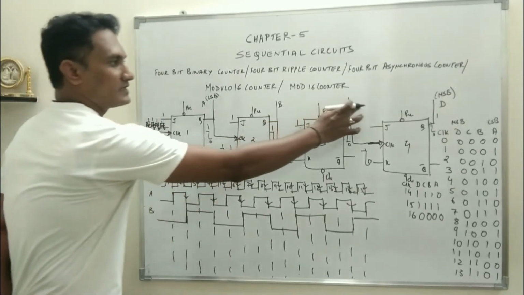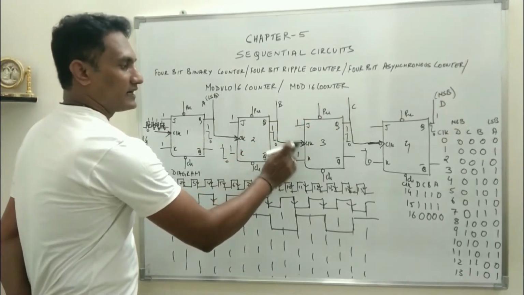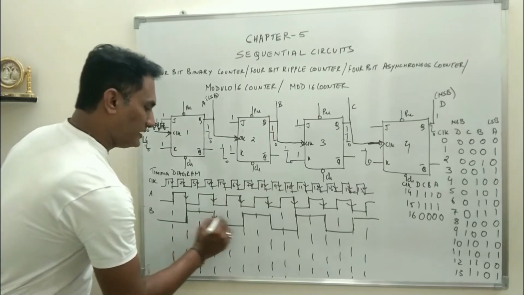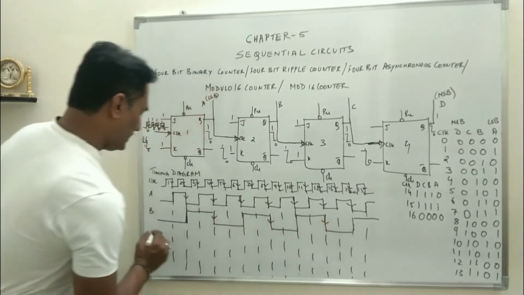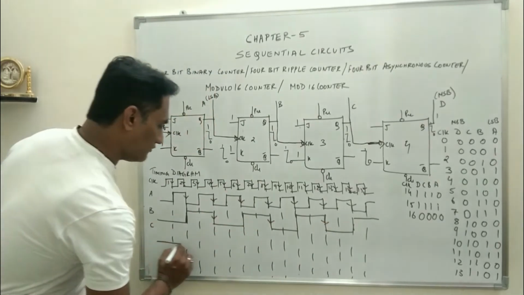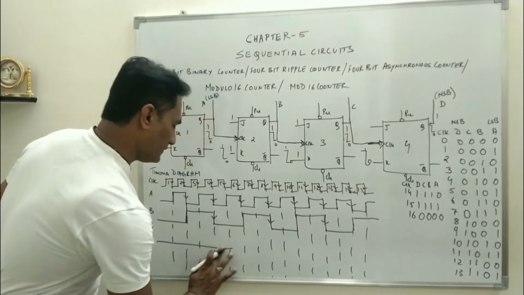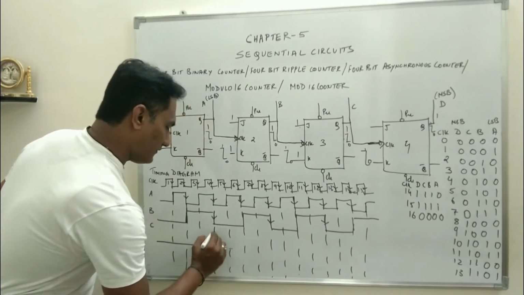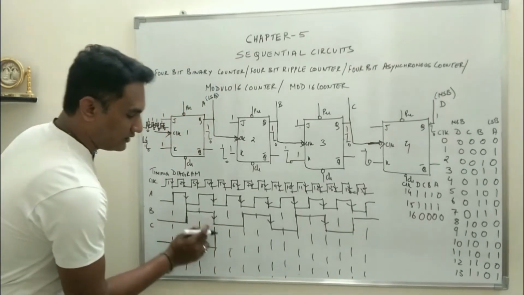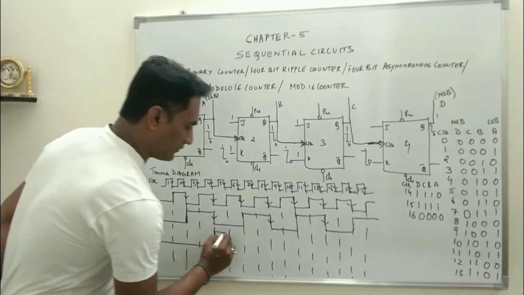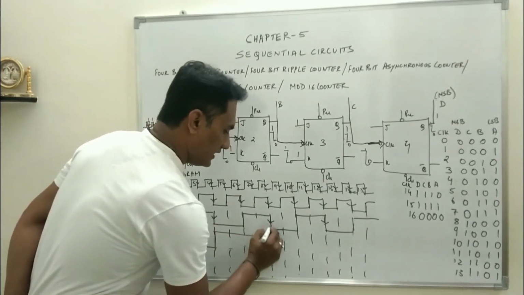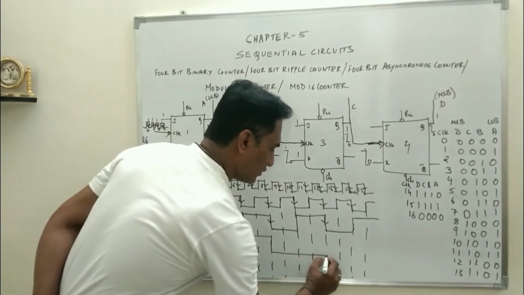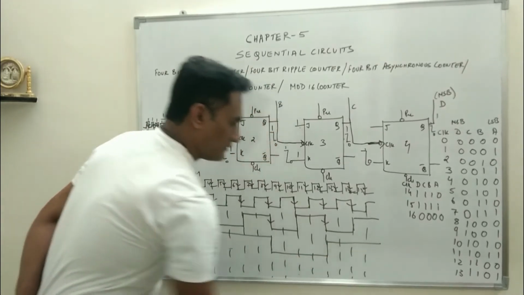Now C depends upon the output of the second flip-flop, that is B. So whenever B goes from 1 to 0, C will change its state. Initially it will be 0. Here at the first instant when B goes from 1 to 0, we have drawn an arrow mark. From there the output will change for C. Here again it will go back to 0. Here again it is 1, like this.